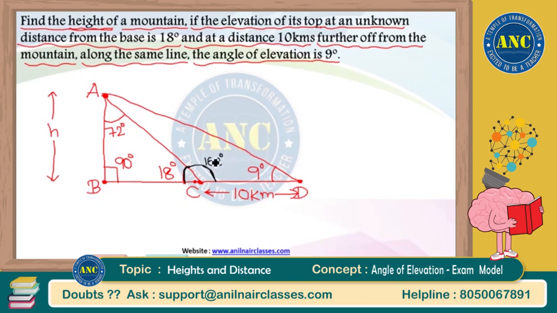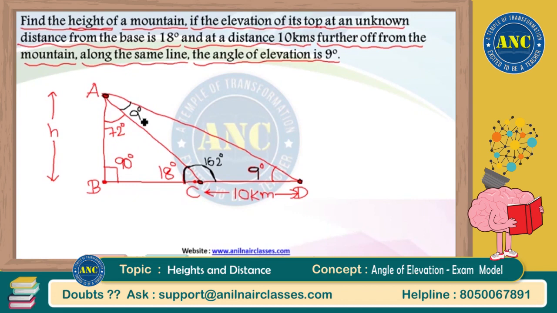And again, can I say how much this particular angle A should be? This is the triangle ACD. In triangle ACD, angle D is 9 degrees. Angle C is 162 degrees. 162 plus 9 is 171. But the sum of three angles should be 180 degrees. So this particular angle A should be the remaining 9 degrees. I hope you are able to understand this.